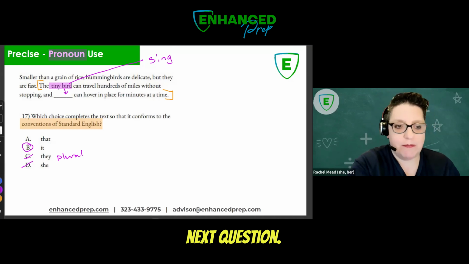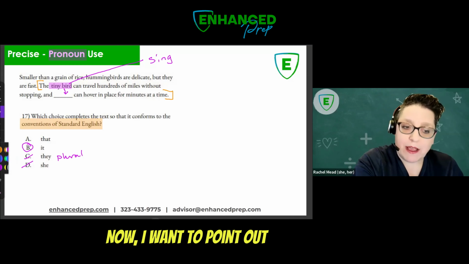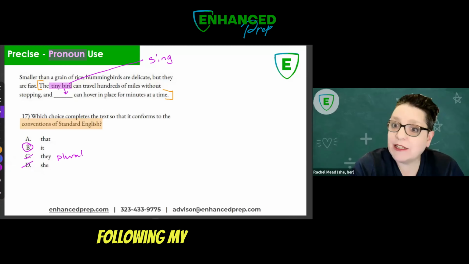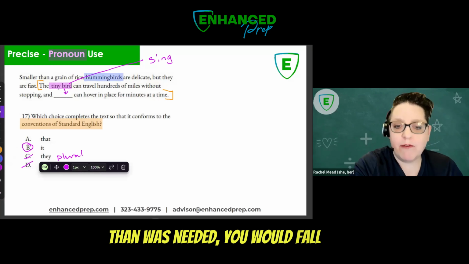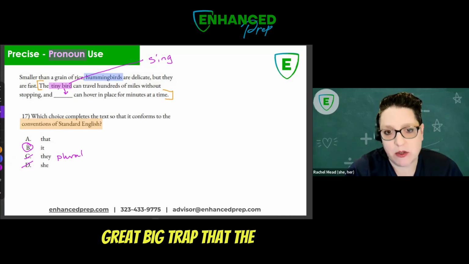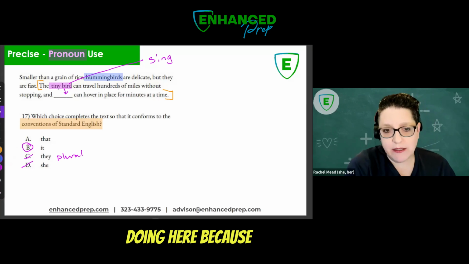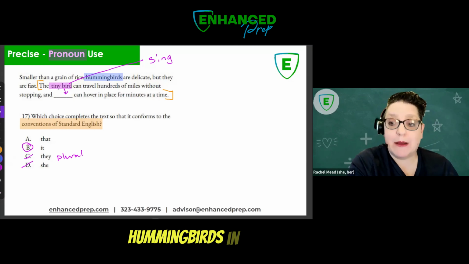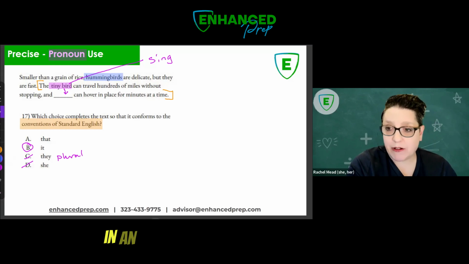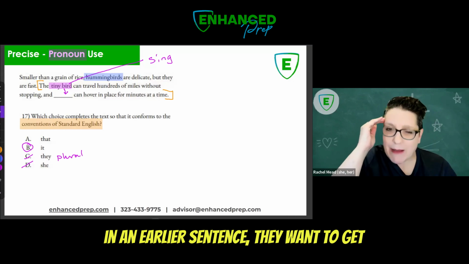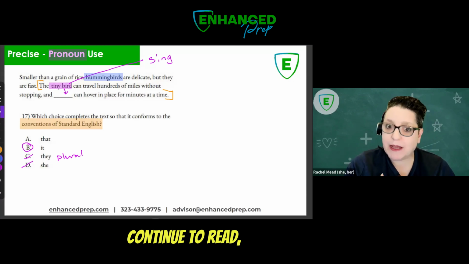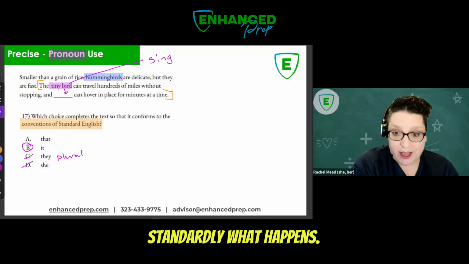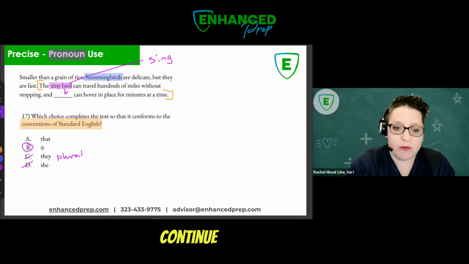Now, I want to point out, if you weren't following my expertise and reading more than was needed, you would fall for a great big trap that the test writers are doing here. Because they're using hummingbirds in a plural sense in an earlier sentence, they want to get that plural stuck in your head as you continue to read, because that's standardly what happens. Here's your subject, and we're going to continue on with that.